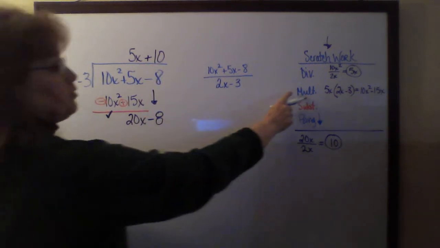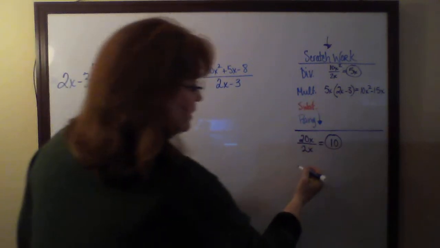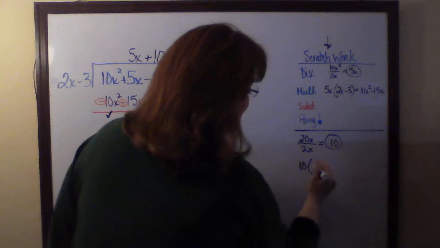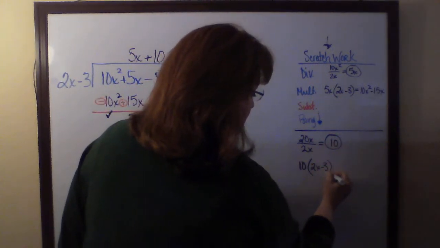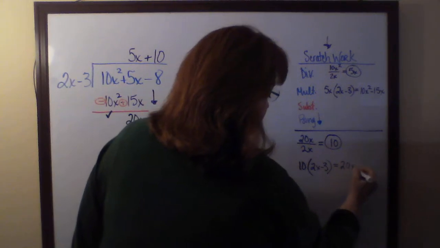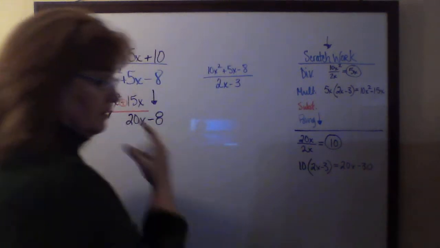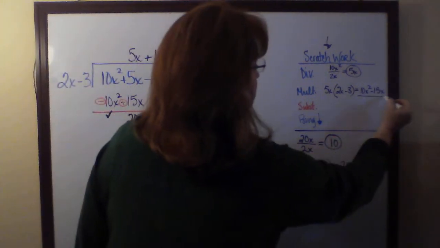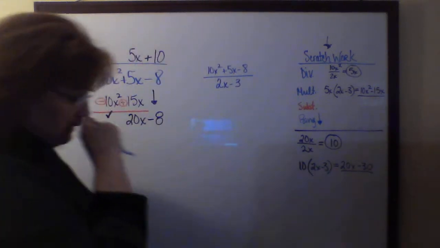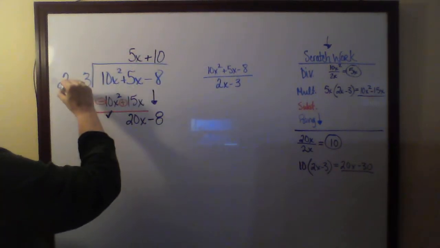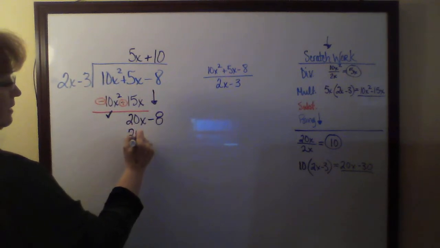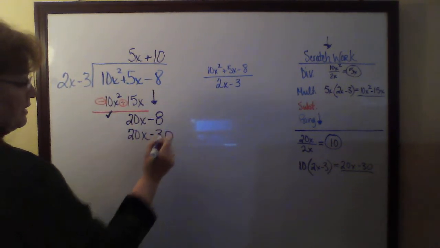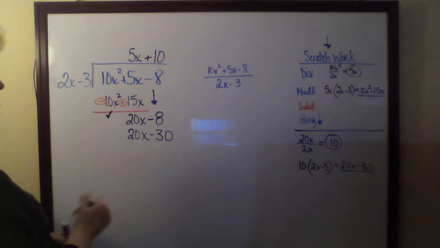Now it's time to multiply. Remember that we're multiplying all the way through the entire divisor, which is two terms, 2x minus 3, which gives 20x minus 30, okay? Usually underline those just to distinguish the difference. So 10 times 2x minus 3, and the result goes here, is 20x minus 30, but it's time to subtract.